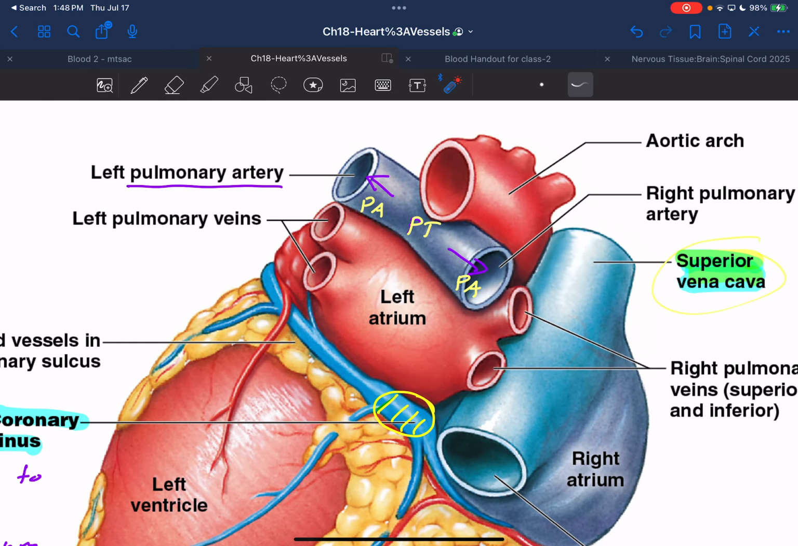And so you can see I kind of drew pulmonary trunk here is where it branches. One pulmonary artery is going to the left side, the left lung. This one's going to deliver blood to the right side. And this aortic arch allows the aorta to pump blood around the heart.